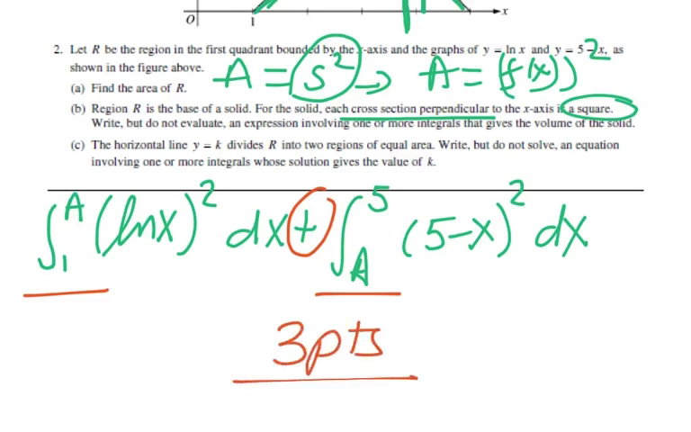It's pretty simple. I want you to go back to your notes and look at cross-sections, how you set it up for a triangle, for a semicircle, for an equilateral triangle, for a rectangle, and for a square. It's pretty easy to get the points if you get the concept and have the setup. For this one, if you can set it up, that's simple, and you have 3 points without even having to solve anything.